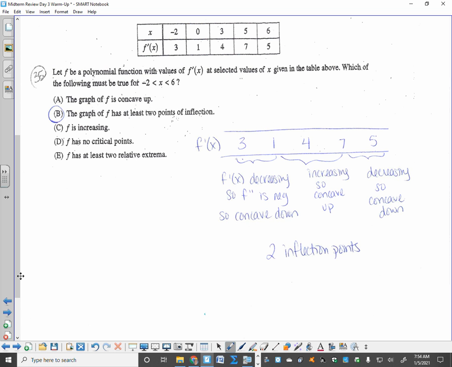F prime is increasing, so f double prime would be positive. So f is concave up. And then again, we are decreasing, so f double prime is going to be negative, so f is going to be concave down. So I know that there are at least 2 points of inflection. Could be more than that, because these are not all the values, but I know that it has at least 2 points of inflection, and that's why it's B.